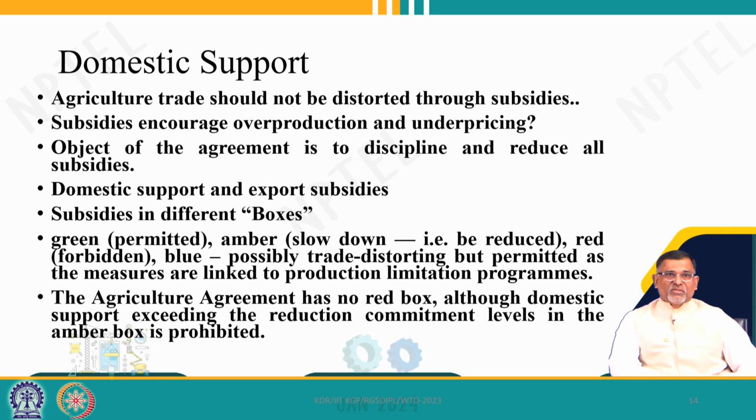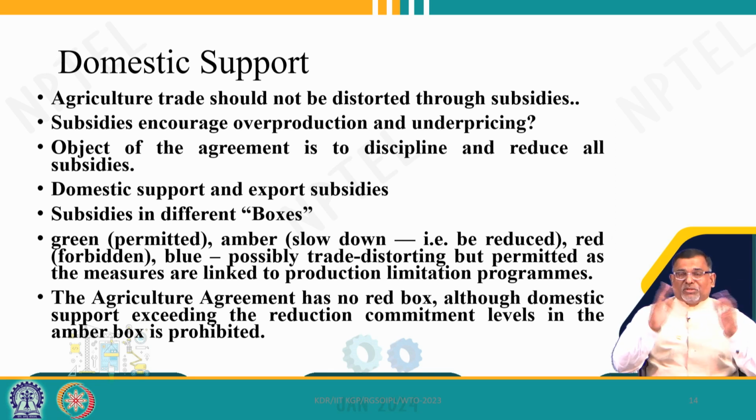One is the green box, which is permitted subsidies. The amber box is to be slowed down or reduced. There is a red box which is forbidden, and the blue box is possibly trade distorting but permitted, maybe for a period of time, if the subsidy is related to production limitation programs. As I told you, the agriculture agreement has no red box. So, for domestic support, the domestic subsidies have reduction commitment levels.